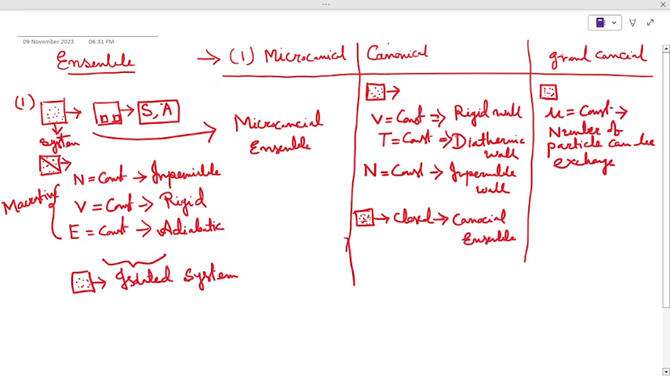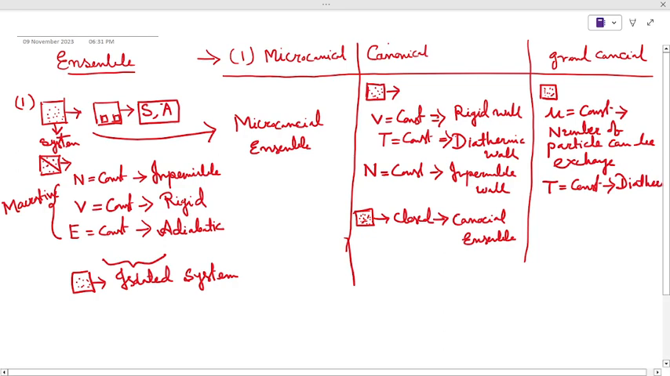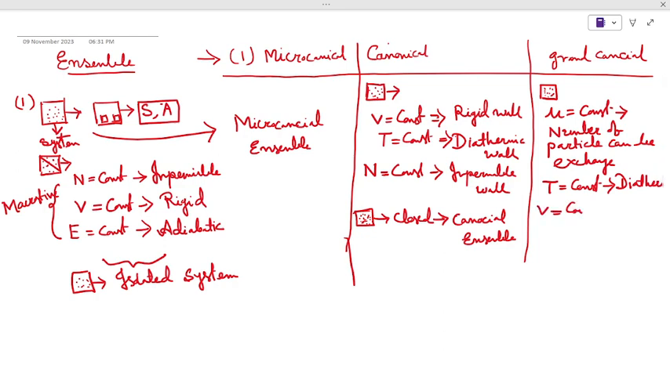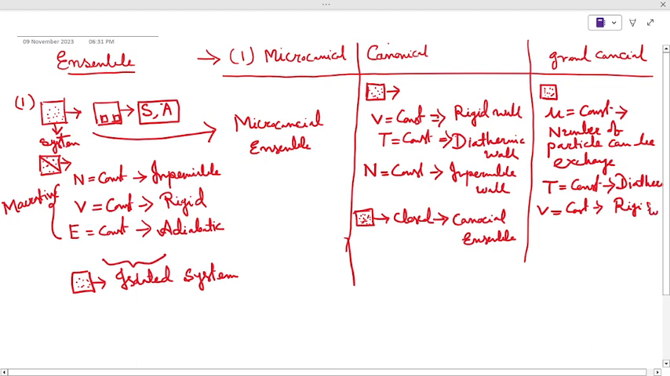Right. Again here T is also constant. T constant means diathermic wall. And again here P is constant. P constant means rigid wall. I hope you understand. So these three, and this system is an open system. This is the open system.